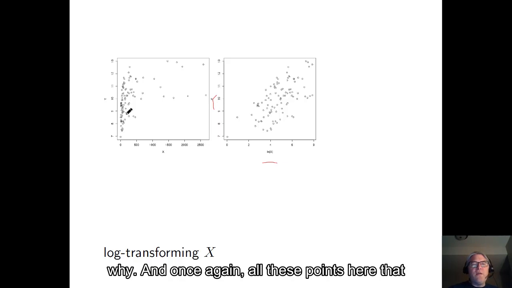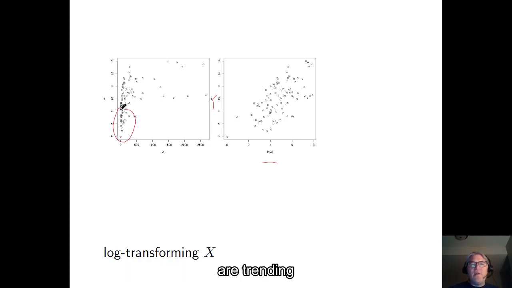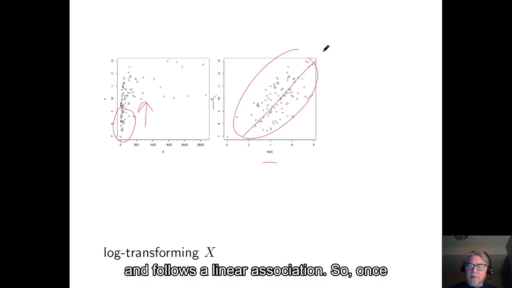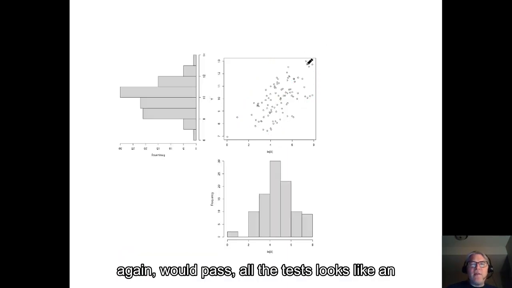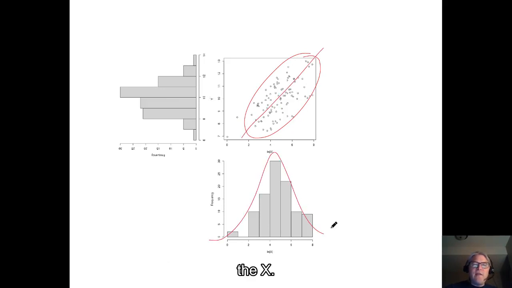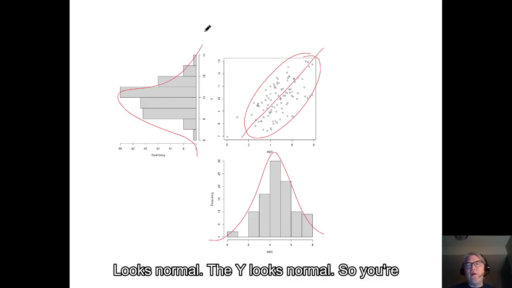And once again, all these points here that are trending really low get squished up, and you have a much more oval distribution, and it follows a linear association. So once again, it would pass all the tests. It looks like an ellipse. It's a linear association. The x looks normal. The y looks normal. So you're fine to do a correlation on that data set.